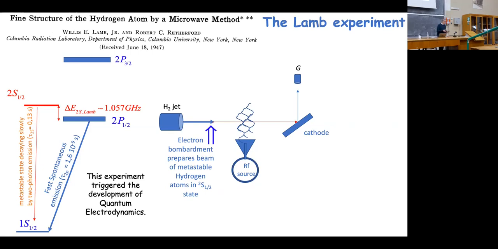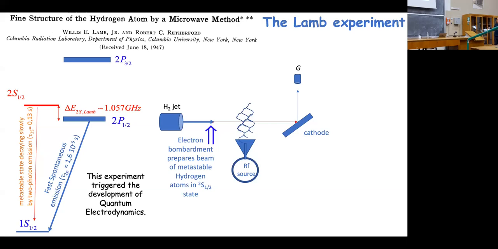So this electron beam has 2 effects. First of all, it breaks the molecule into atomic hydrogen, and second, it has a probability of exciting this hydrogen from the ground to the metastable 2s state. So you get atoms of hydrogen in the 2s state, which survive about 1/10 of a second, which is very long compared to the time it takes to cross the apparatus.